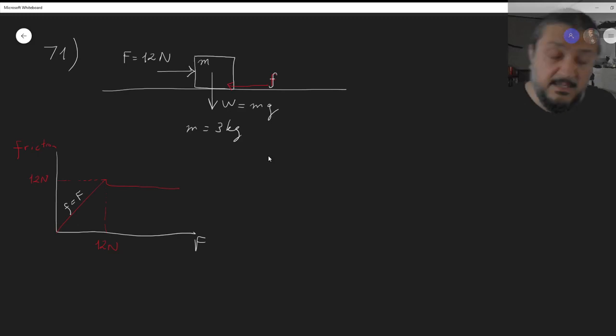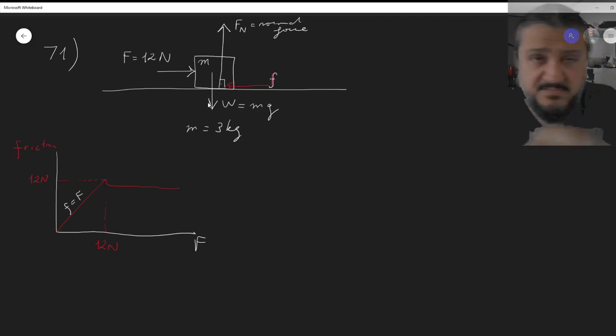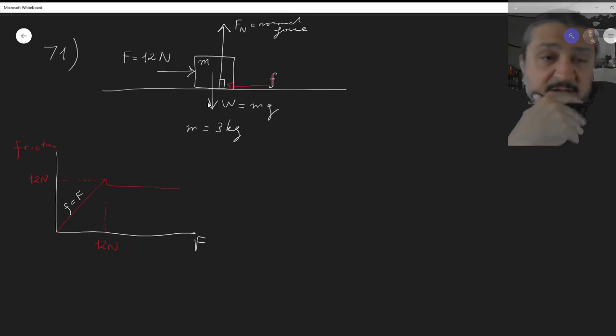All right, and the surface exerts a force on the object, which we call the normal force, Fn, which is called the normal force. Normal means 90 degrees, because that force is making an angle of 90 degrees with the surface. All right. So that's it. We have just 4 forces acting on the object.